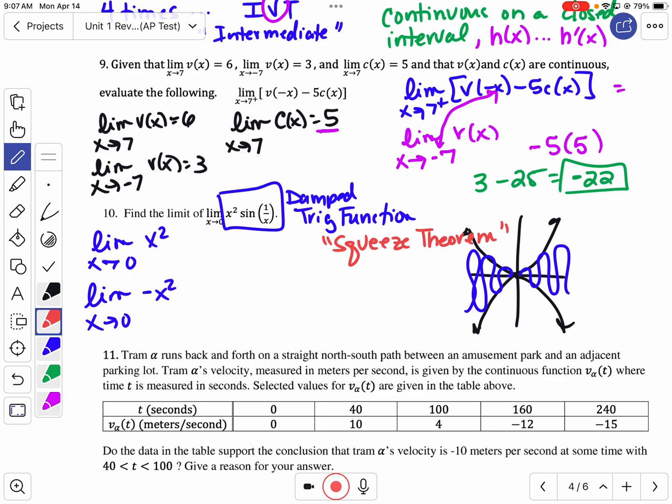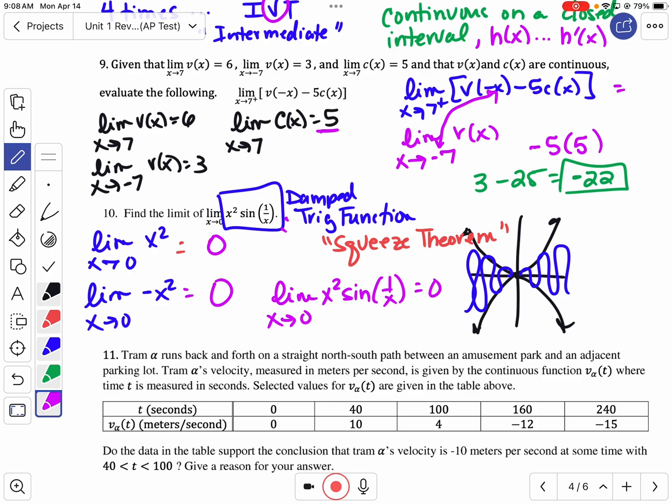Okay. Because the quadratic controls what sine is able to do. It's going to push it in there and squeeze it between. And so what's the limit as x approaches 0 of x squared? It's 0. And what's the limit as x approaches 0 of negative x squared? 0. Okay, so this whole limit is equal to 0. And that's the squeeze theorem.